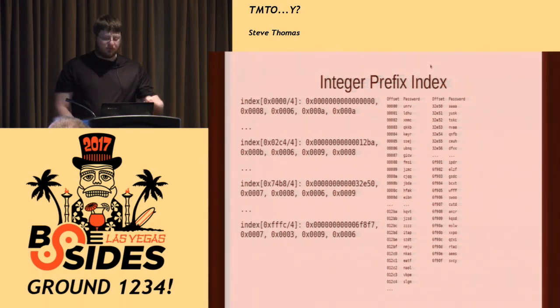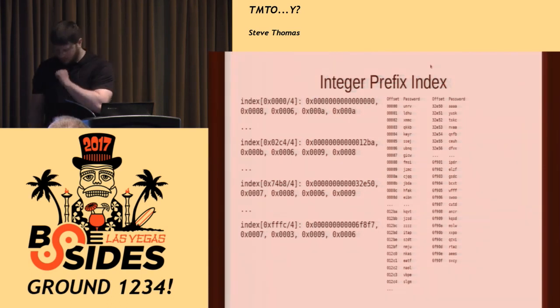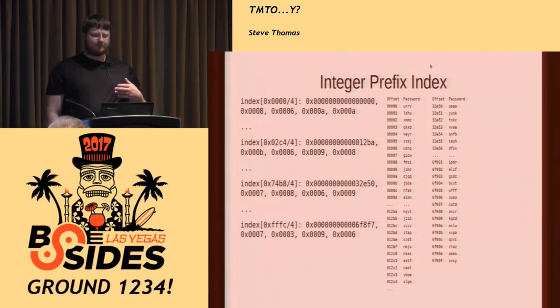So if you were to do integer prefix index, you would just take the prefix, and in this case, what you want to do is store 16 bytes of data. Well, each chunk is 16 bytes. The first 8 bytes are an exact offset into your prefix and, sorry.